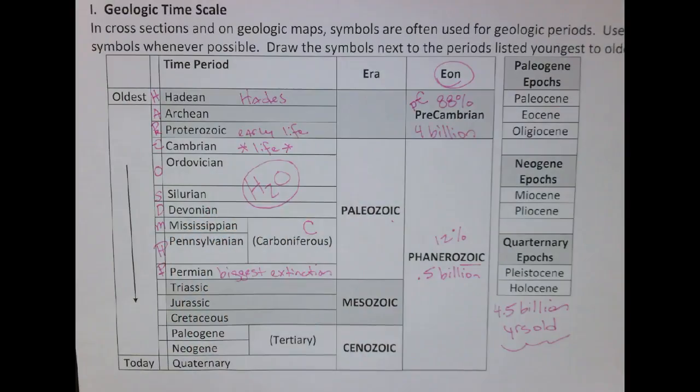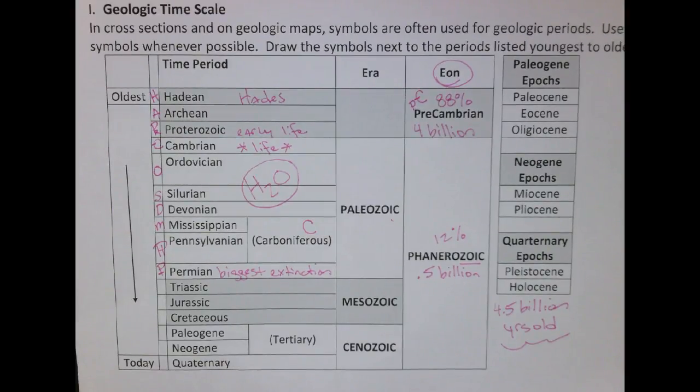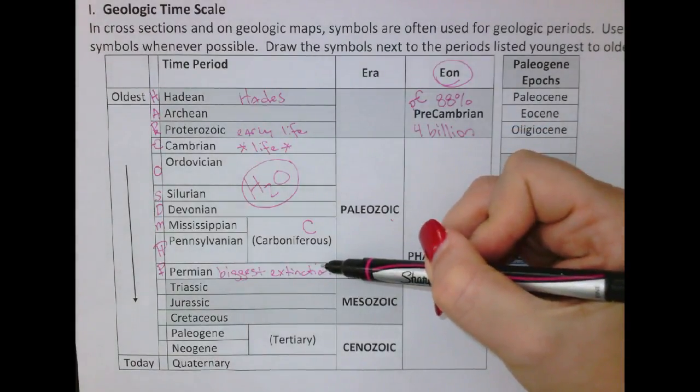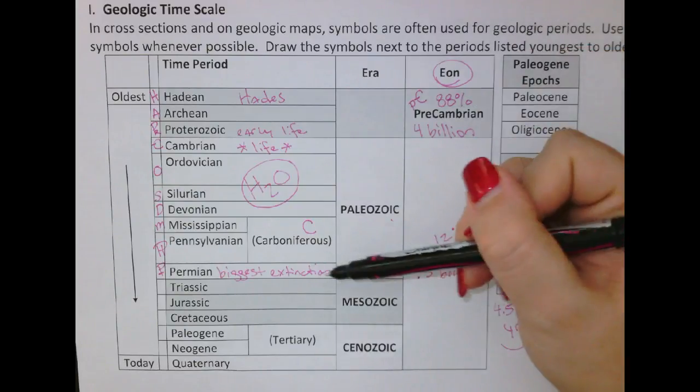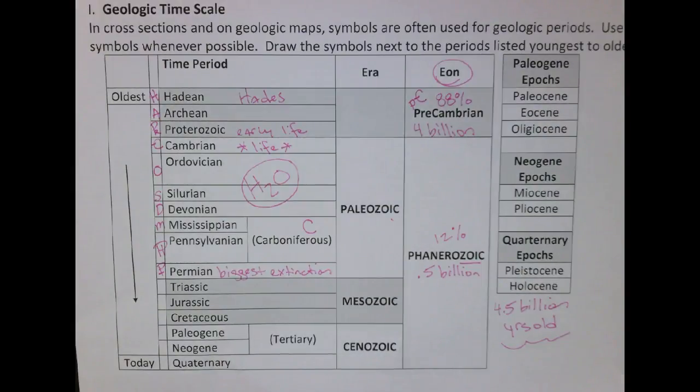At the end of the Permian, there were some changes to the atmosphere, some changes to the climate, and it changed the chemistry of the ocean. 90% of everything that was alive at the start of the Permian went extinct, never to be found again. So that's the biggest extinction, primarily in the oceans, but also on land.